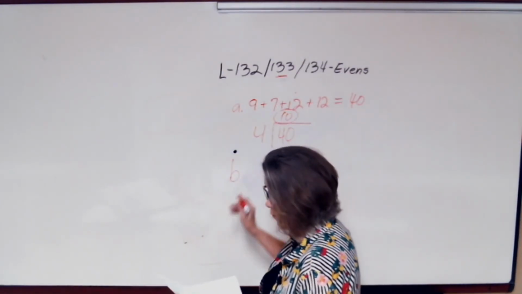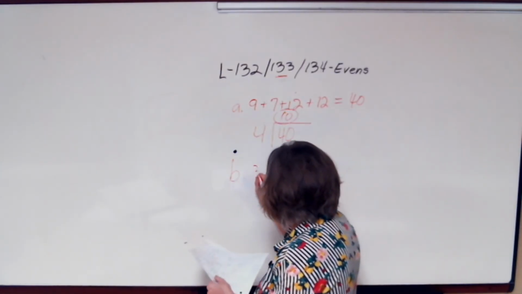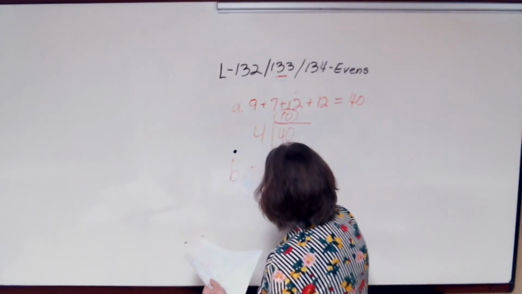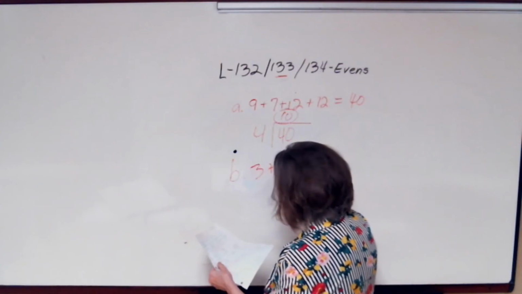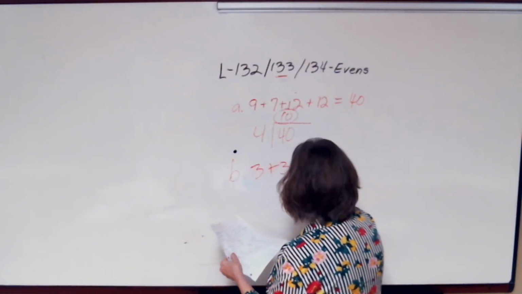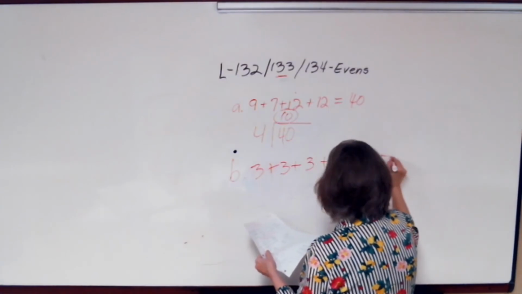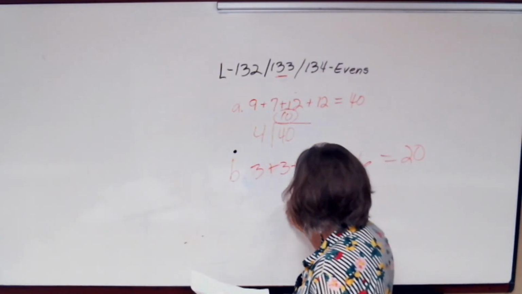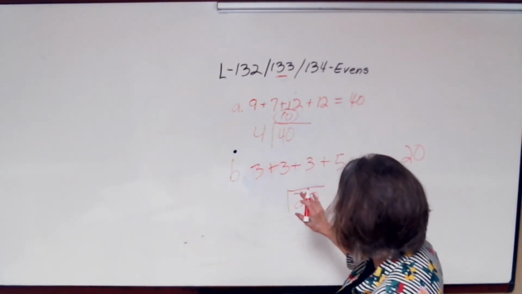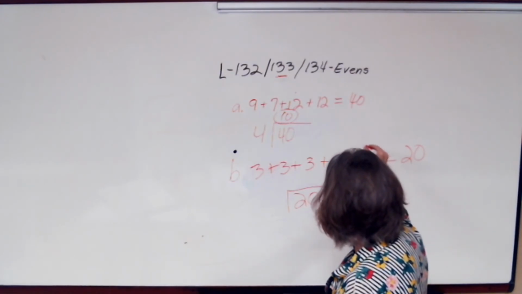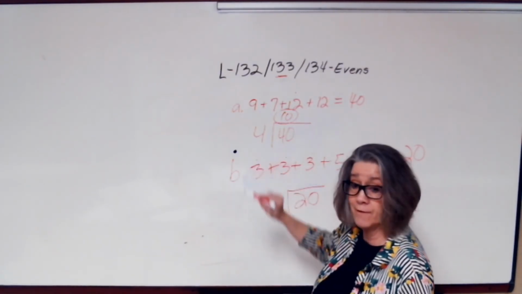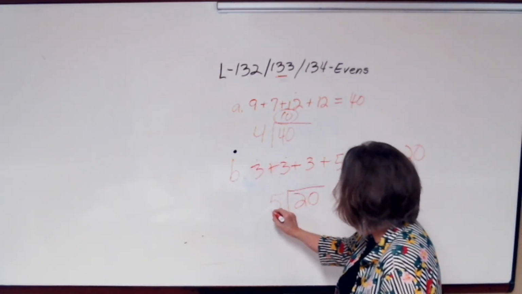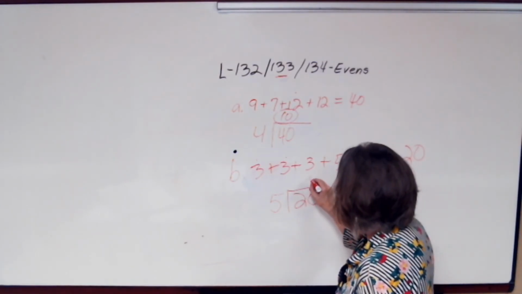Let's look at B. B is, we're going to add 3 plus 3, 3 plus 3 plus 3 plus 5 plus 6. Now when I added those all up together, I got 20. So I'm going to divide how many into 20? How many numbers do I have here? 1, 2, 3, 4, 5. You see that? 1, 2, 3, 4, 5. So I divide it by 5, and if you know your times tables, you know that that answer is 4.